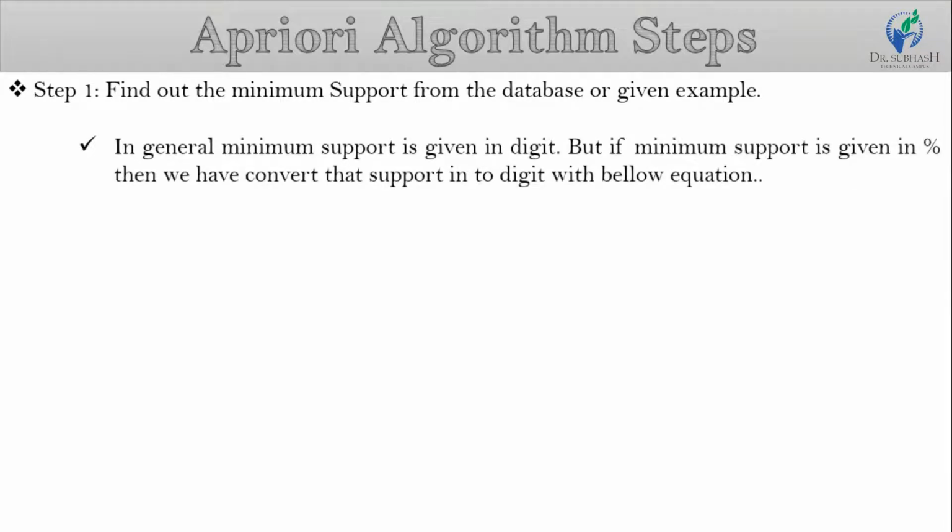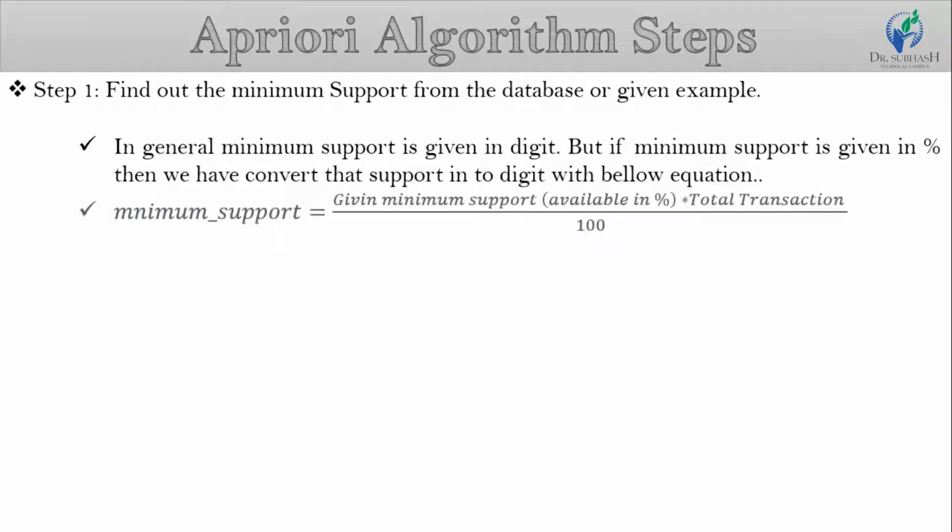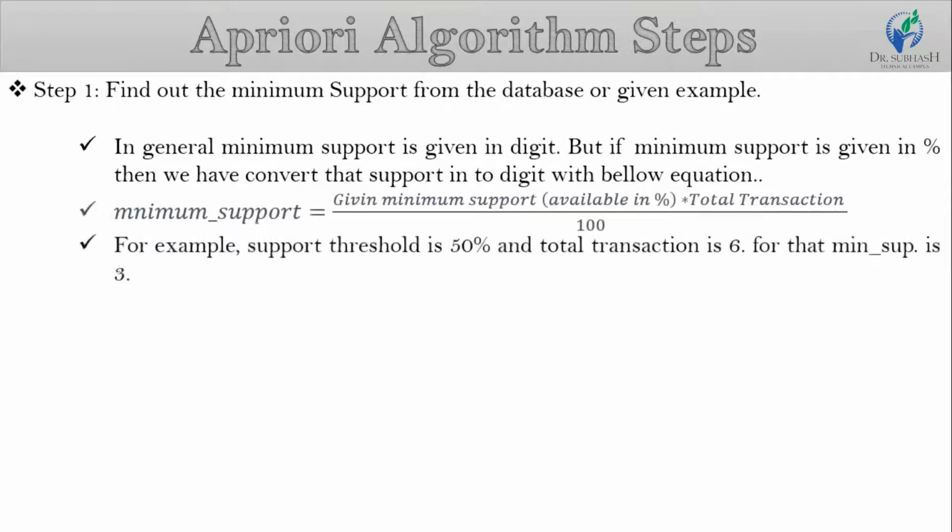In general, minimum support is given as a number, but if minimum support is given as a percentage, then we have to convert that support into a number with the equation below. The equation is: minimum support is equal to the given minimum support, which is available in percentage, times total transactions, divided by 100. I explain with this example. For example, the support threshold is 50 percent and total transactions is 6. For that, minimum support is 3.